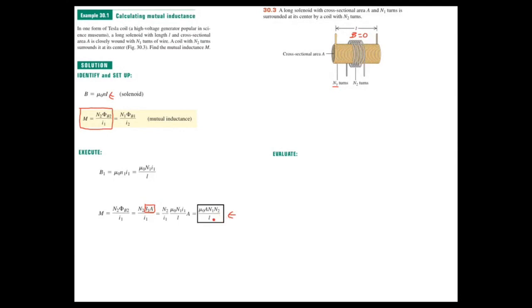Notice that it doesn't involve current. In fact, all of the factors in here, except for the universal constant mu naught, are simply geometrical factors. And in fact, the mutual inductance is proportional to the product of the number of turns in the two solenoids, and inversely proportional to the length of the long solenoid. And this ends example 30.1.